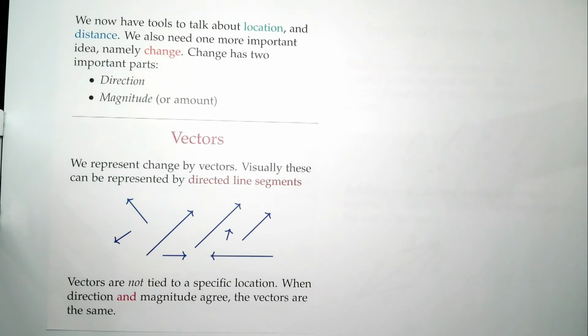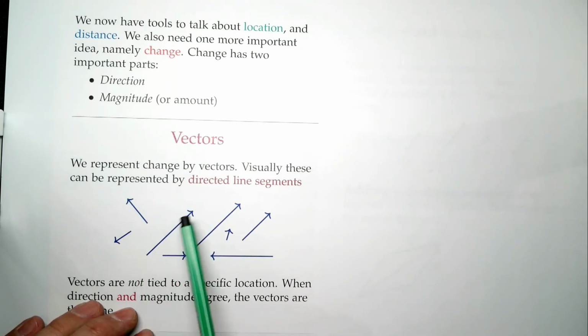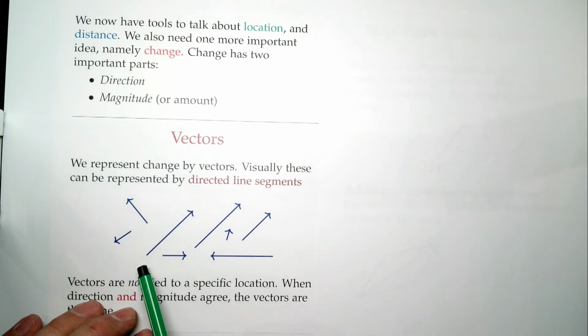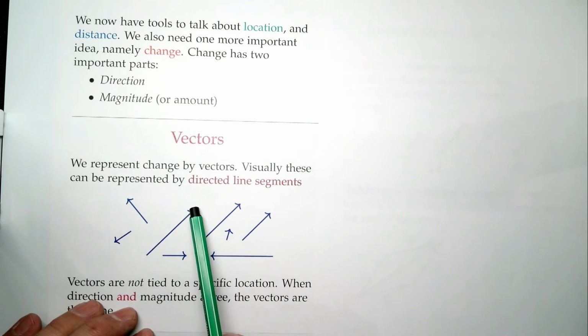Now, how do we think about them visually? We think of them as directed line segments, or if you like, arrows. So I have various vectors. I can think about my change as going from the start of the arrow to the end of the arrow, or the tail to the head.